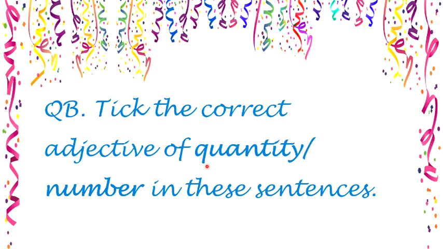Next, we have the next question. Tick the correct adjective of quantity or number in these sentences. Now, dear children, in one of our previous sessions, one session was based on the quantity and number kind of adjective. You can anytime refer to the previous videos on this channel to revise your concepts. Okay? Now, just to brief you, quantity means that which tells you how much of a thing is required. And number means how many.